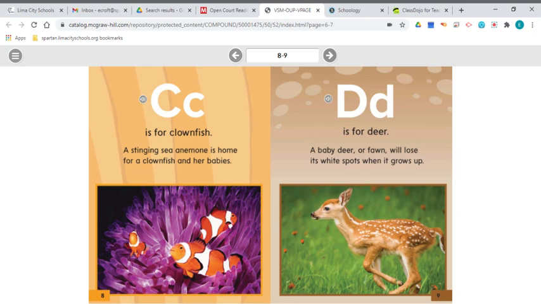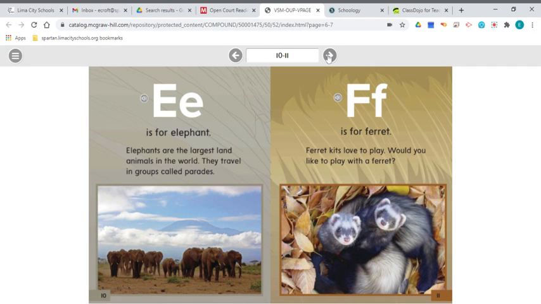So we'll see. D is for deer. A baby deer or fawn will lose its white spots when it grows up. E is for elephant. Elephants are the largest land animals in the world. They travel in groups called parades. F is for ferret. Ferret kids love to play. Would you like to play with a ferret?